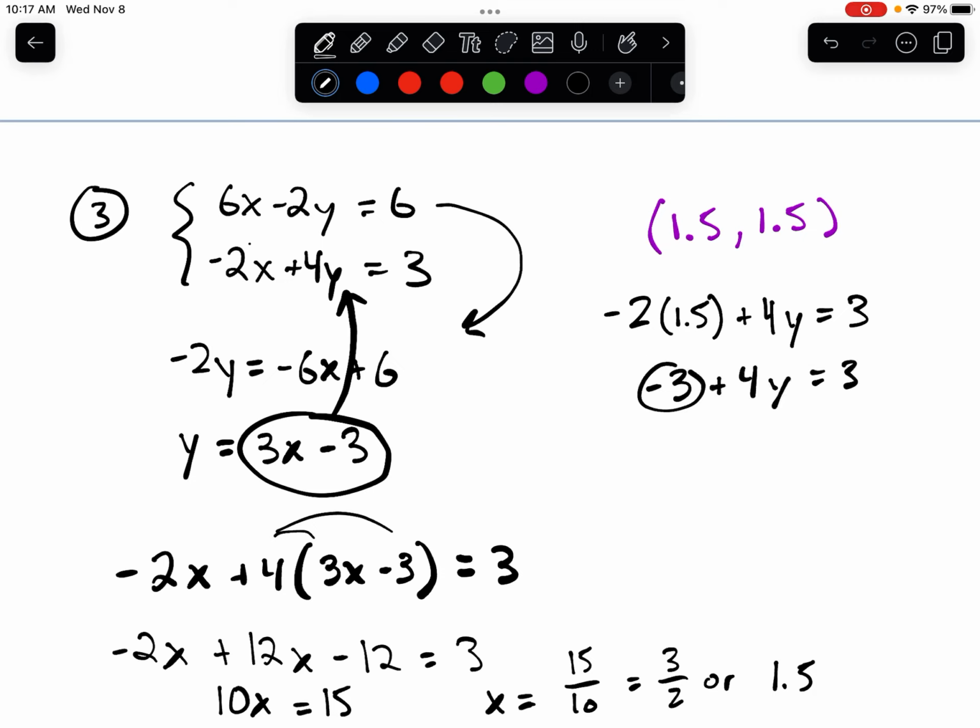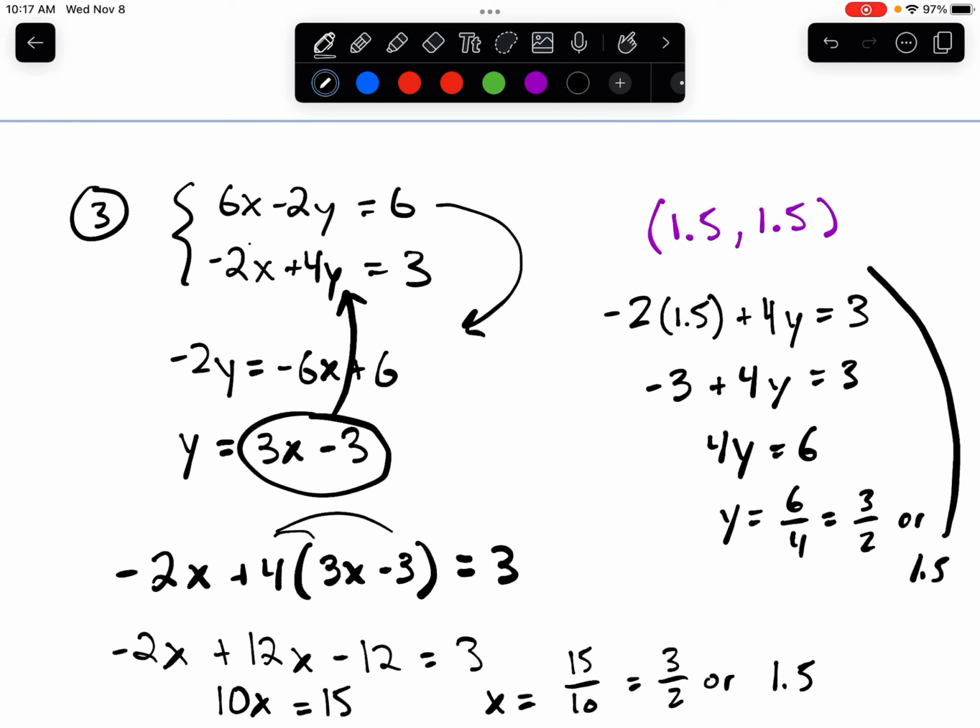I'm going to add this 3 on both sides. That's going to give me 4y equals 6. And when I divide both sides by 4, we get y equals 6/4, which reduces to 3/2, or again, 1.5. Okay, and that does make sense. We would expect the y value to be 1.5 as well.